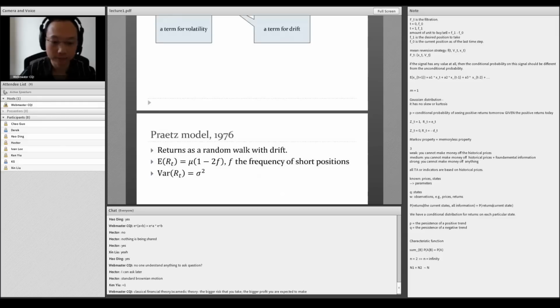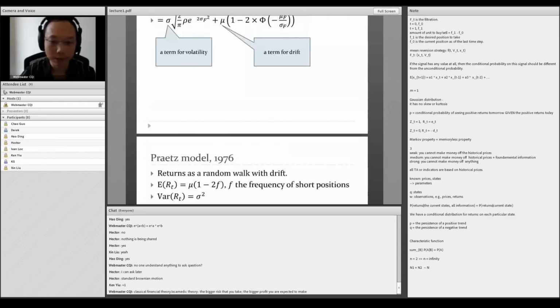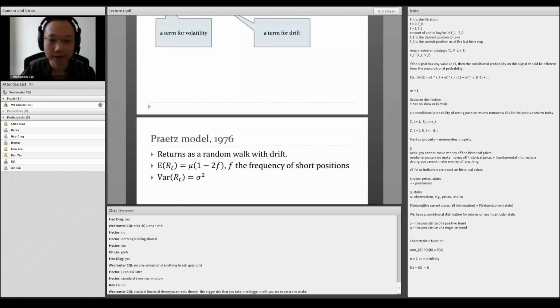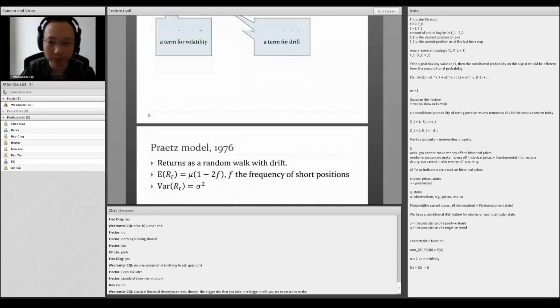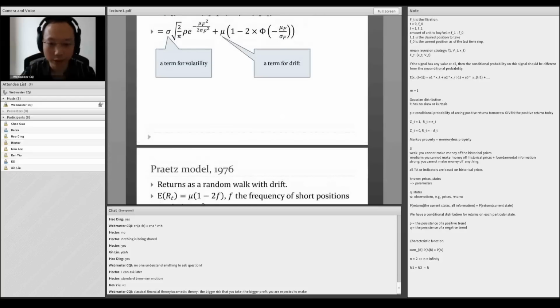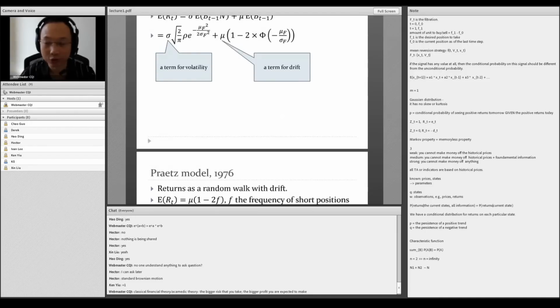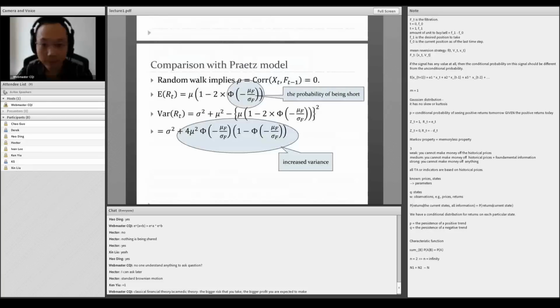You can see that they are already very similar. This term here, mu 1 minus 2 something, is exactly this, mu 1 minus 2 something. And F is the frequency of short position, which is exactly this too, because this is exactly the probability of going short. This is exactly the probability of Ft being negative. Meaning this is the probability of Bt equal to -1, and this is the probability of going short.